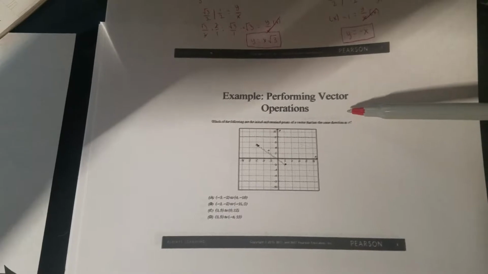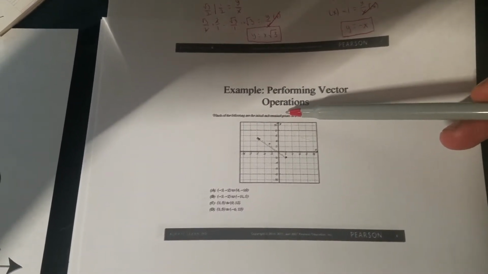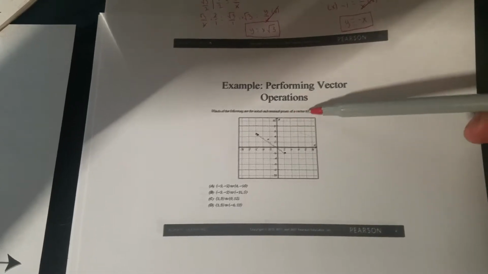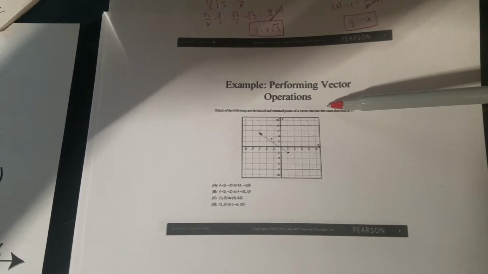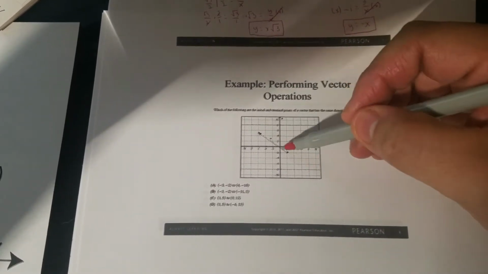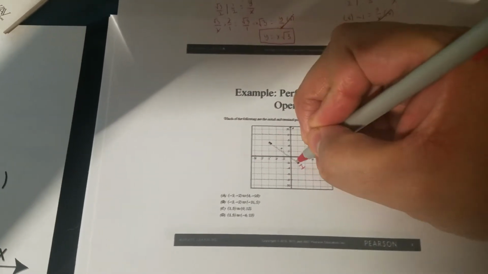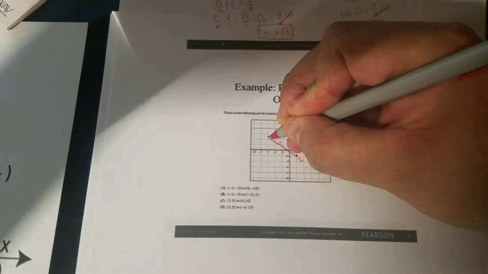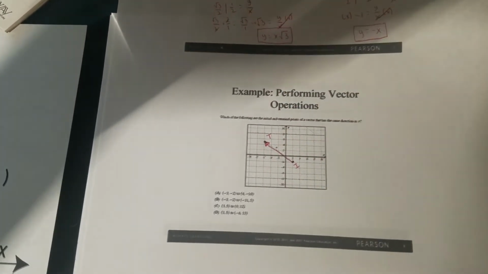The question states, which of the following are the initial and terminal points of the vector describing the same direction as v. They're telling me this vector is v. I'm starting here, so this is my initial point, and I move to this point over here. So this is the terminal point.